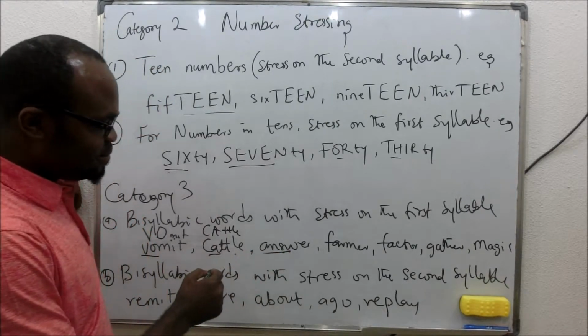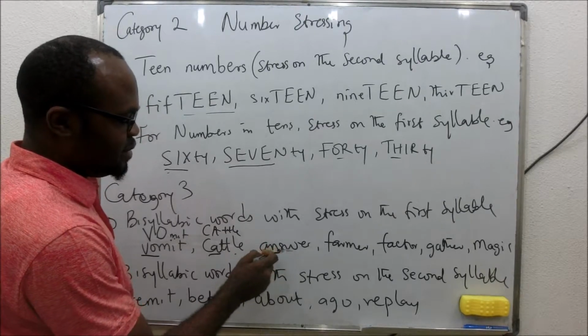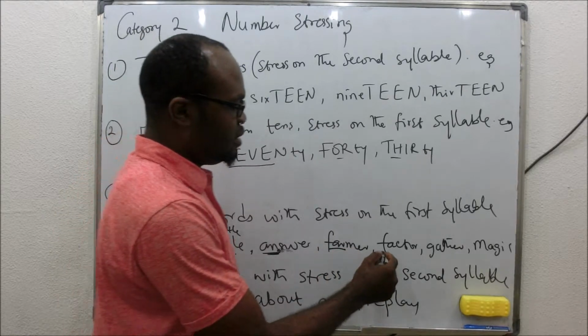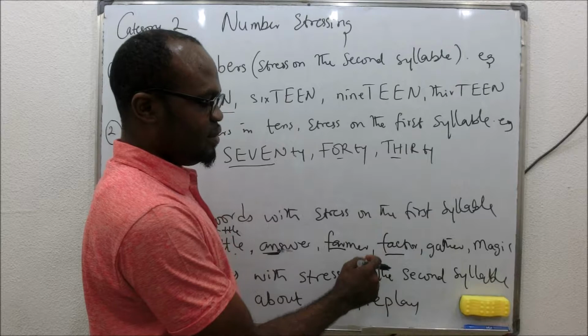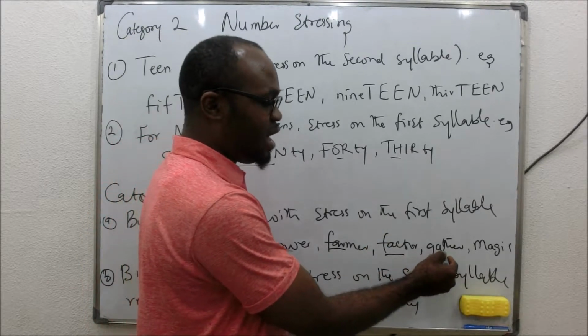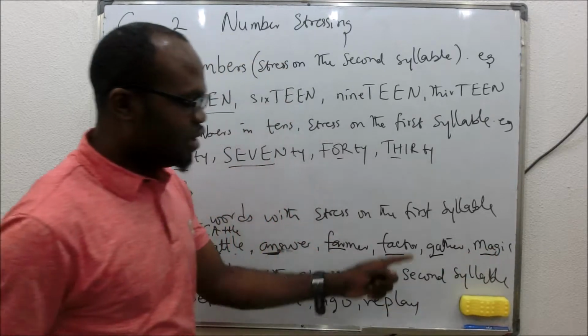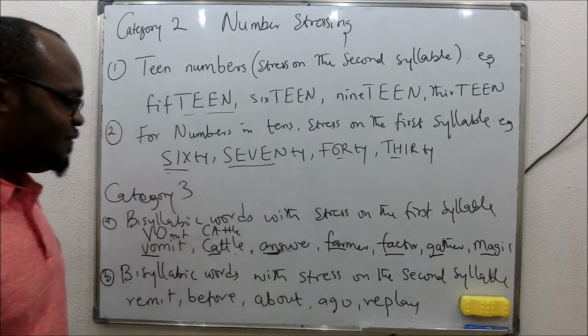Answer, answer. Farmer, factor, factor. So the stress is on the first syllable. Gather, magic. For all these words, the stress is on the first syllable.